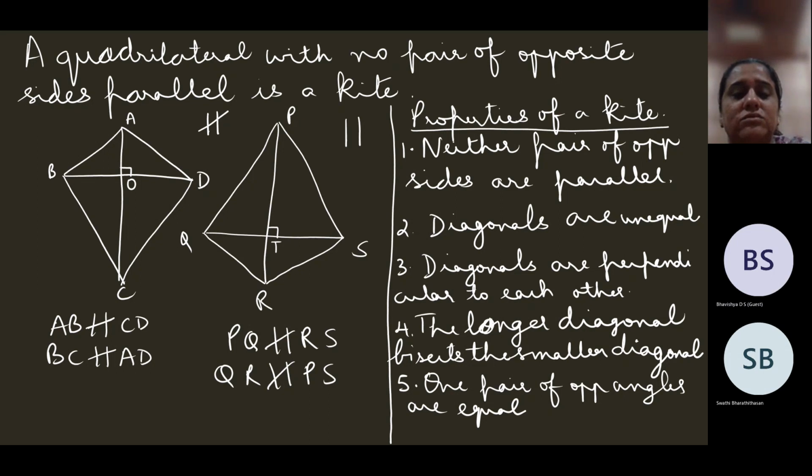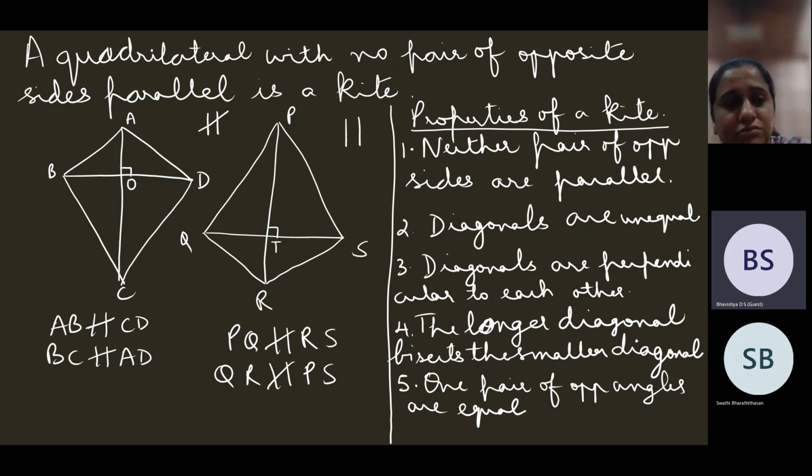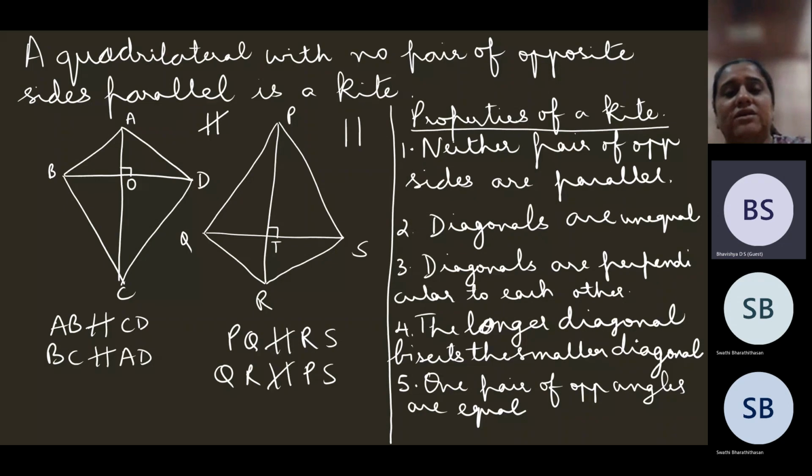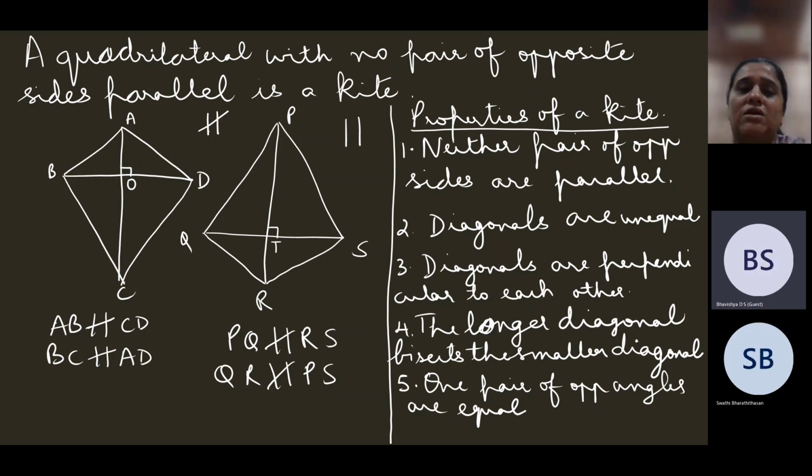Okay, Bhavishya, name the four sides of the quadrilateral, of the kite. Name any one side of the kite. AB, ma'am. Name another side. AD, ma'am. Another side. CD, ma'am. Another side. BC, ma'am. Now name the four sides of the kite.